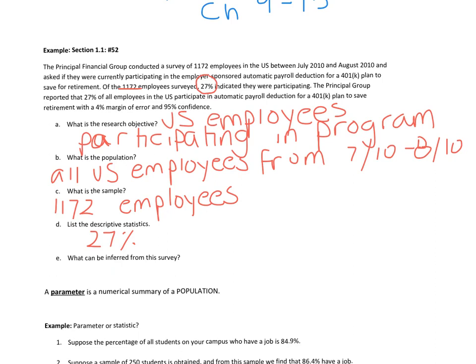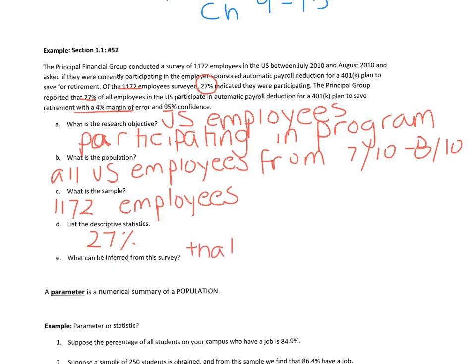So that's in this last part. The principal group reported that 27% of all employees participate in the automatic payroll deduction. And here's the inferential part, with a 4% margin of error and 95% confidence. Okay, so that's fine if you wrote it like that. I'm going to show you how the margin of error works exactly. So what can be inferred from the survey?